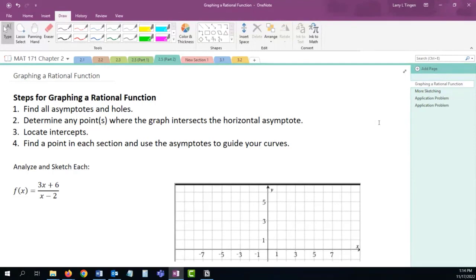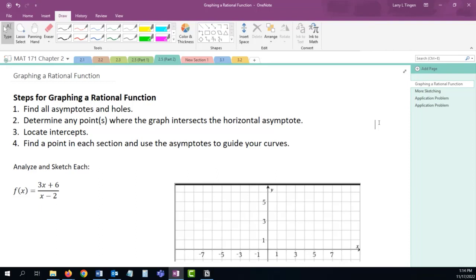We've got 4 rational functions to sketch and 2 application problems to do, and then we'll see where we are. We'll see if there are any outstanding questions, and then we'll go from there. Anything before we dive into 2.5? No?